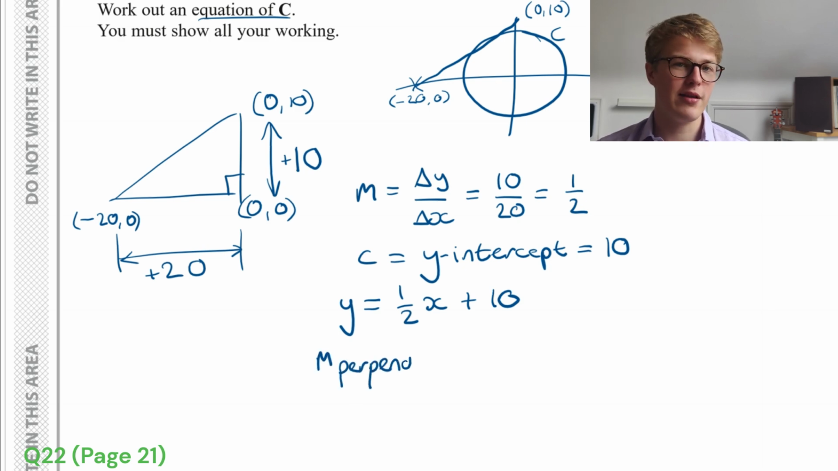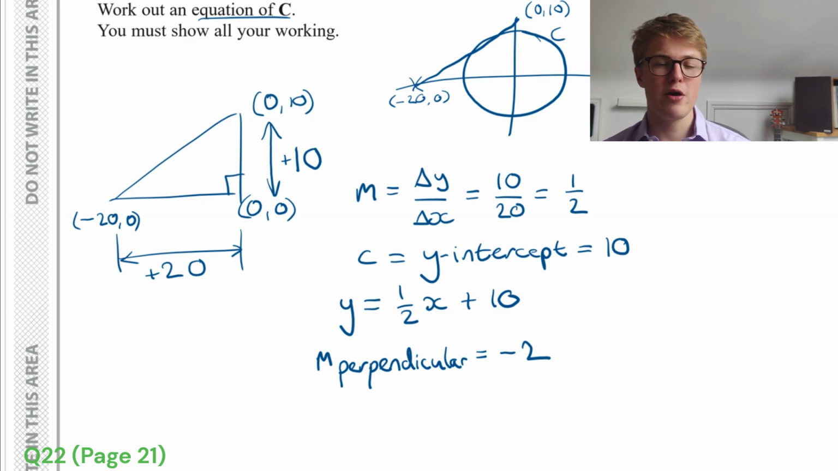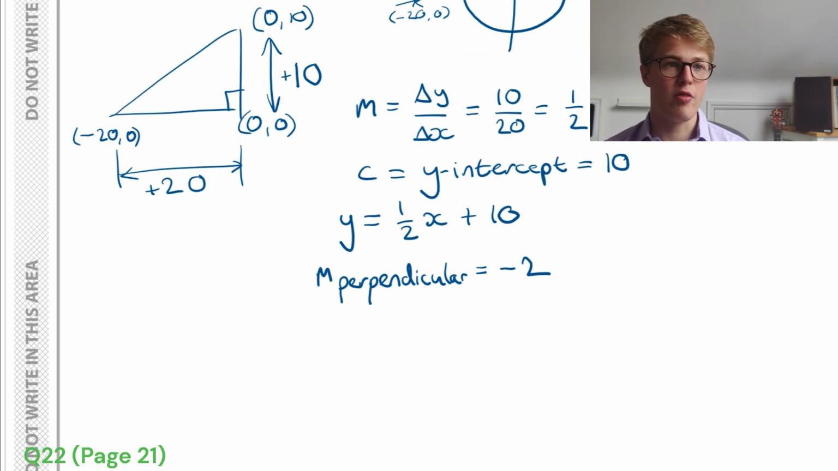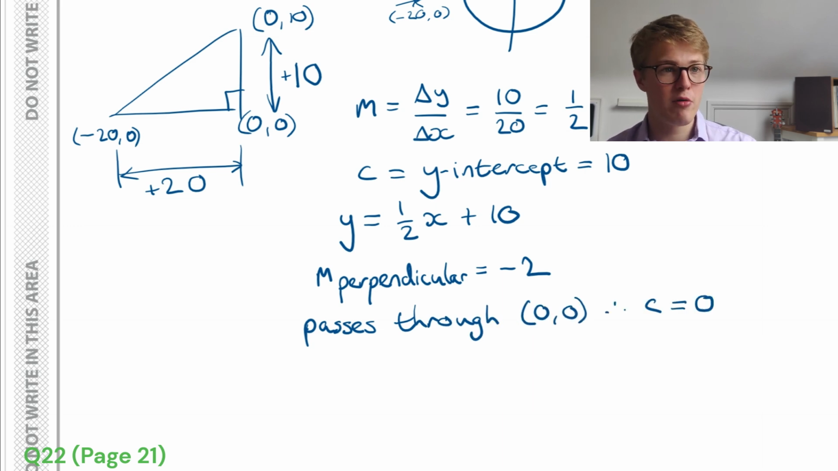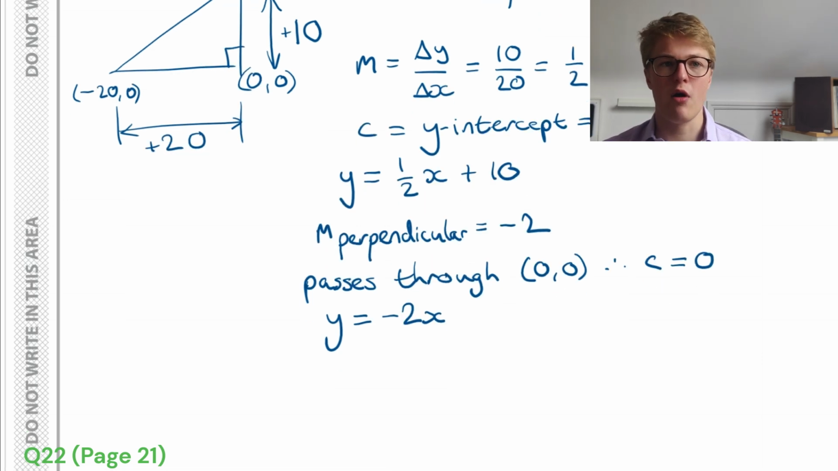The perpendicular gradient is going to be the negative reciprocal of a half, which is minus 2. We know that this line is going to be the radius, and that the radius passes through the point (0, 0), so therefore the y-intercept is going to be 0, which means the line for our radius is going to be y equals minus 2x. So now we're going to let minus 2x equal half x plus 10, because this is going to be the point where the circle intersects with both lines.